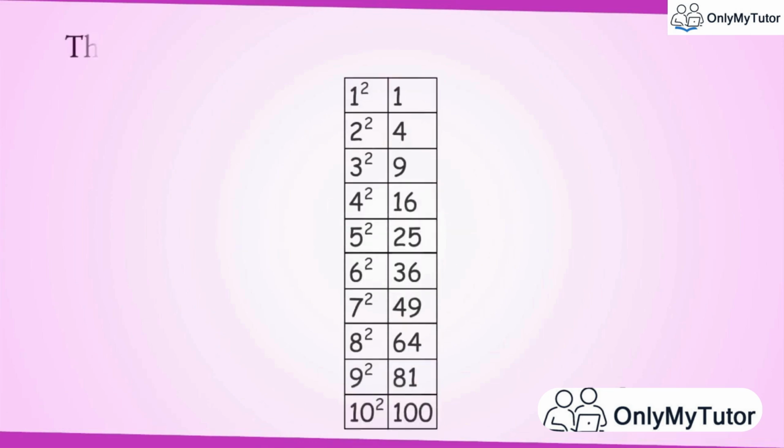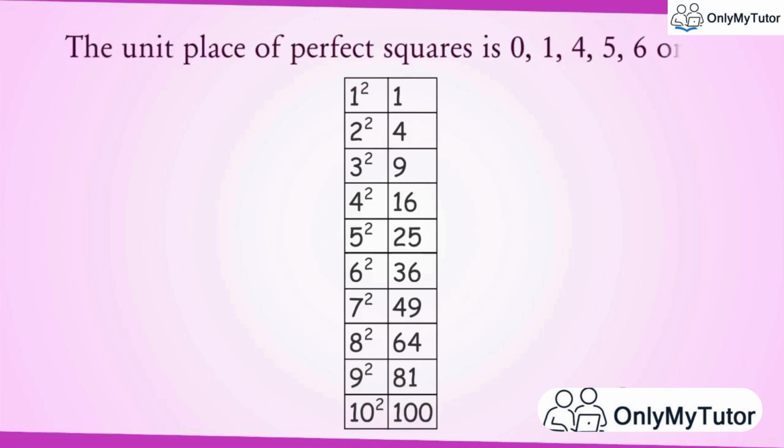As we can see over here, the unit place of perfect squares is 0, 1, 4, 5, 6 or 9. Also, the squares of 1 and 9 have 1 in their unit place. The squares of 2 and 8 have 4 in their unit place. The squares of 4 and 6 have 6 in their unit place. And similarly, the squares of 3 and 7 have 9 in their unit place, whereas the squares of 10 and 5 have 0 and 5 in their unit place respectively.